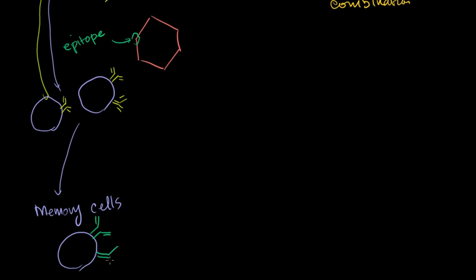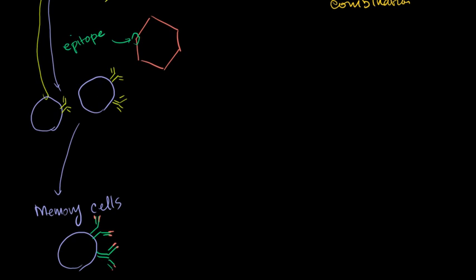Let me draw a couple of them right there. So that is a memory cell. Some will be memory cells, and they're going to be in higher quantities than they were originally. So if this guy invades our bodies 10 years in the future, we're going to have more of these around that are more likely to bump into them and get activated.